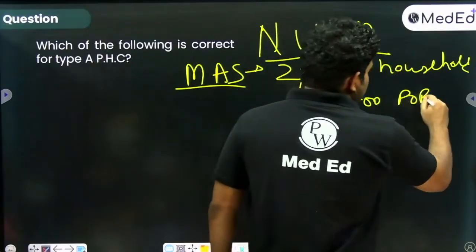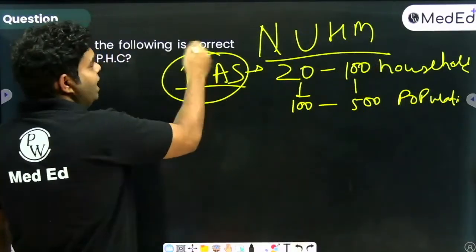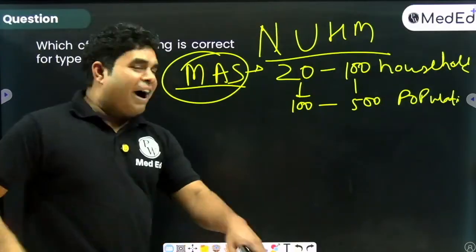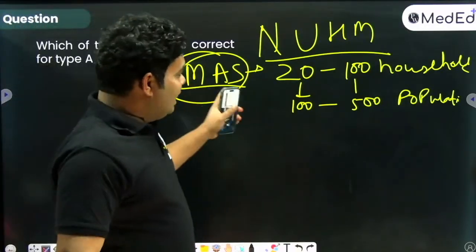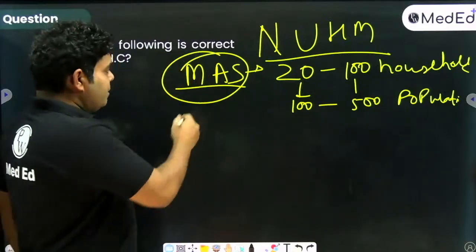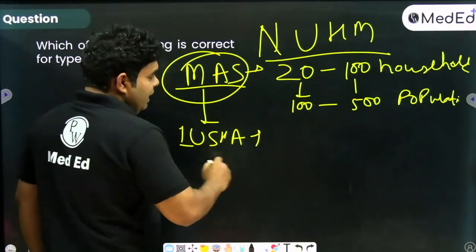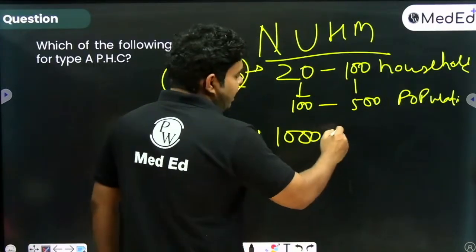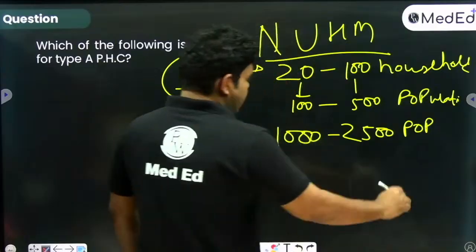So this question I am expecting: what is the population norm for Mahila Arogya Samiti, MAS? One man army, that is MAS there. So do remember MAS, a group of females, and who do they report to? They report to Usha. One Usha is, this question has already been asked, 1000 to 2500 population.